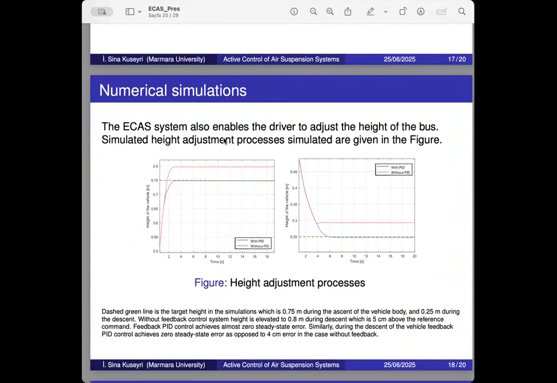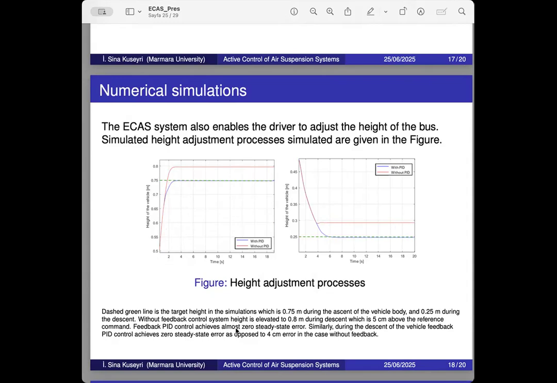Okay, the ECAS system also enables the driver to adjust the height of the bus. The simulated height adjustment processes are given in the figure, and you see that the green line is the target height in the simulation, which is 75 centimeters during ascent of the vehicle body and 25 centimeters during the descent, as shown on the right-hand side. Without the feedback control system, height is elevated to 80 centimeters during descent. As you see, the red line is 5 centimeters above the reference.